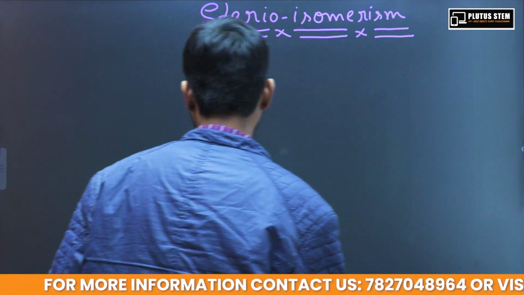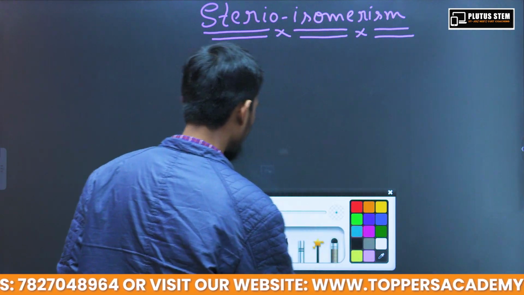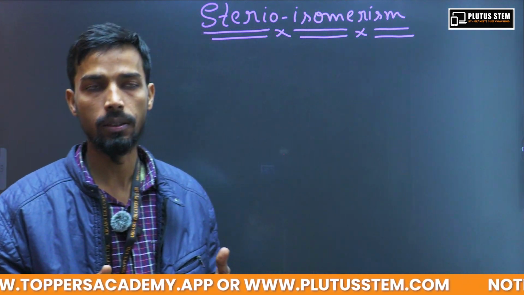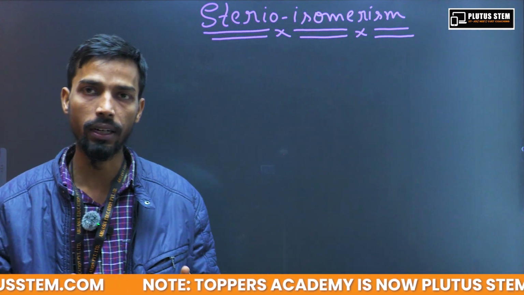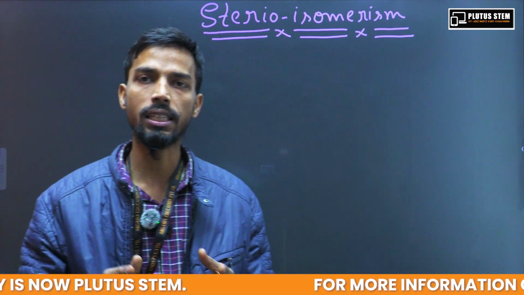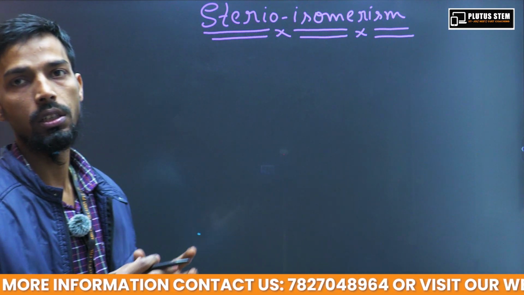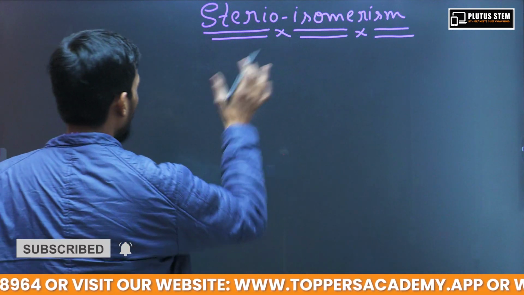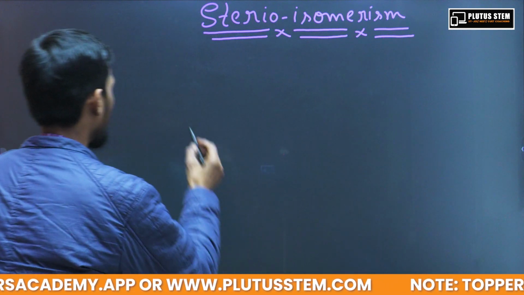One more piece of information: we have already covered the various structural isomers such as ring isomers, chain isomers, positional isomers, tautomers and metamers. All of them have been covered. You can go through them; the videos have already been uploaded. So in today's class we will be discussing stereoisomers or stereoisomerism. The first thing is that this is a subpart of isomerism.